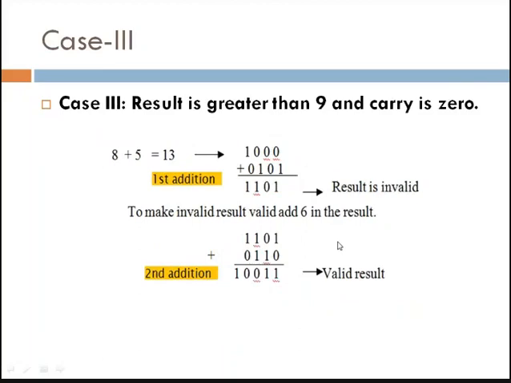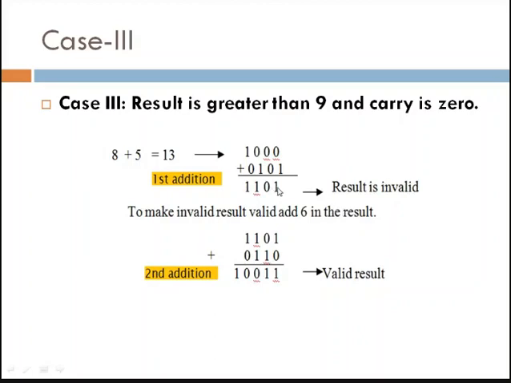Now the third case: the result is greater than 9 and the carry is 0. It may happen, so consider 8 plus 5, which is 13. 8 is a BCD number, 5 is a BCD number, but whatever the result is, it is not a BCD number. So we want to convert it into a valid result. Consider 8 and 5, and perform the addition: 1000 plus 0101 gives 1101. So it is considered an invalid result.